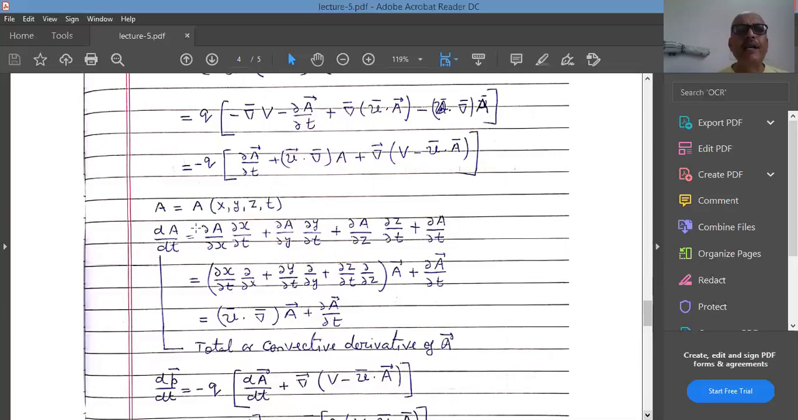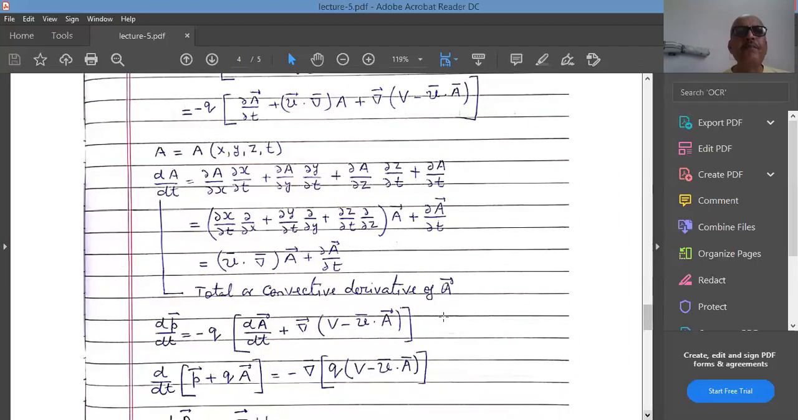This dA over dt is called the total or convective derivative of A. It is very important to remember this fact also. If you check the last few years' GATE questions, you will find this convective derivative once or twice. So it's very important to remember this also. So in place of the first two terms, I have now written dA over dt here.